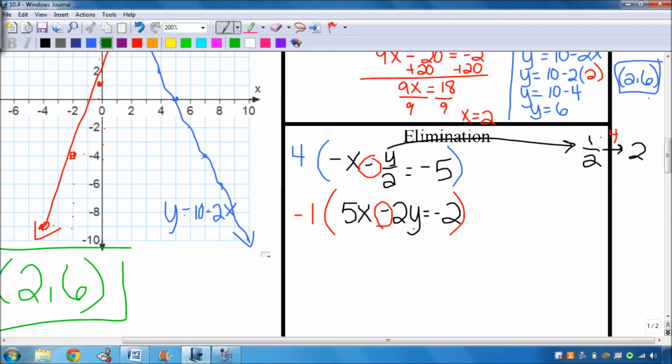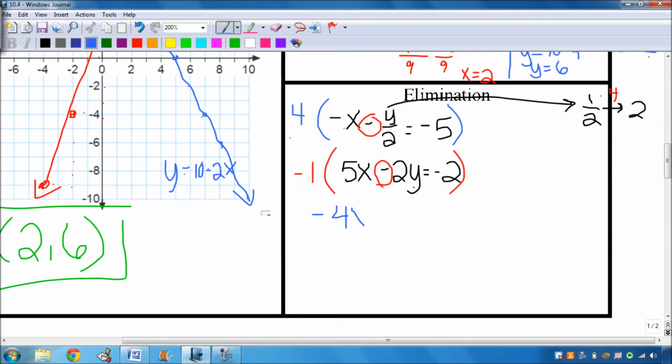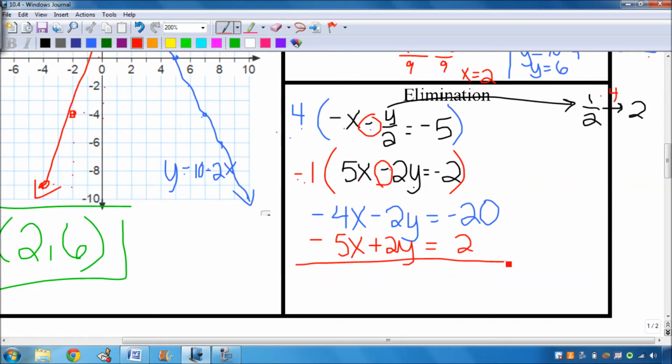So my top equation, 4 times negative x becomes negative 4x, right? 4 times negative y over 2 becomes negative 2y, and then 4 times negative 5 becomes negative 20, okay? And then on the bottom, I get negative 1 times 5x, which is negative 5x. Negative 1 times negative 2y is positive 2y, and then negative 1 times negative 2 is positive 2.